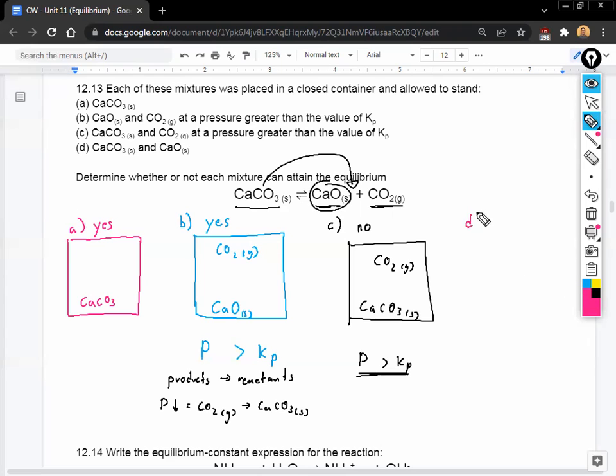Okay, let's move on to D. Last one. Okay, last container, we have CaCO3, which is a solid, and then we have CaO, which is a solid. Okay, now for this one, the answer is yes, because CaCO3 is going to decompose into CaO and CO2. CaO doesn't do anything. It's just chilling.